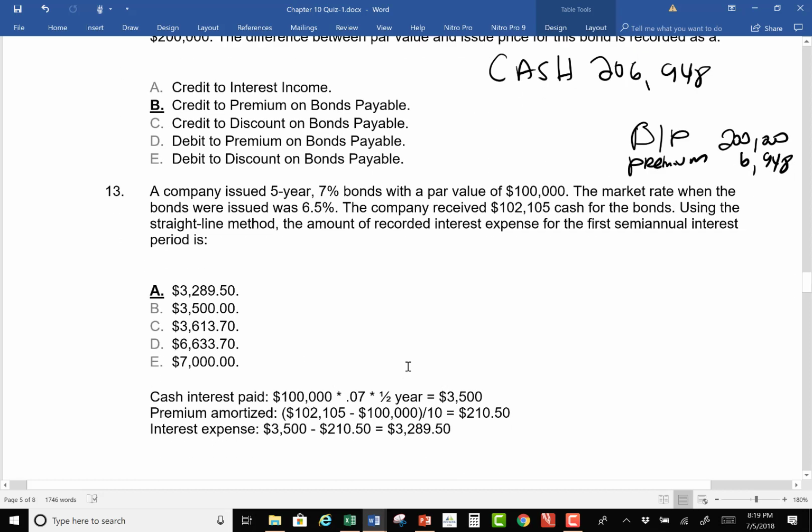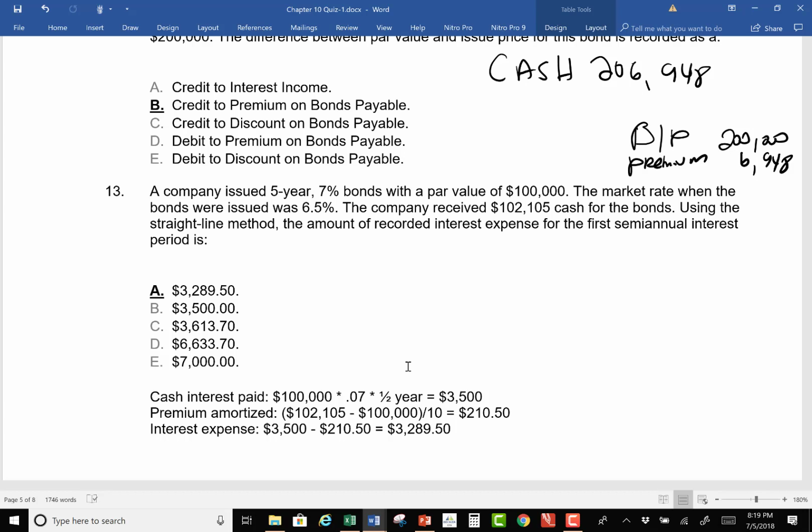Company issues 7% bond with a par value of $100,000. The market value when the bonds were issued was 6.5%. Is this bond going to issue? Oh, they didn't make that very hard. I was going to ask you if it issued at a premium or a discount. Obviously, it issues at what? A premium, because the stated rate was more than the market rate, right? Okay. Using the straight line method, the amount of interest expense for the first semi-annual interest period.